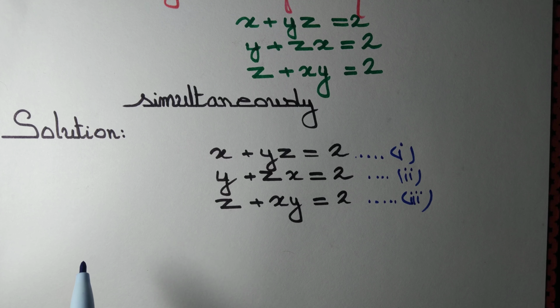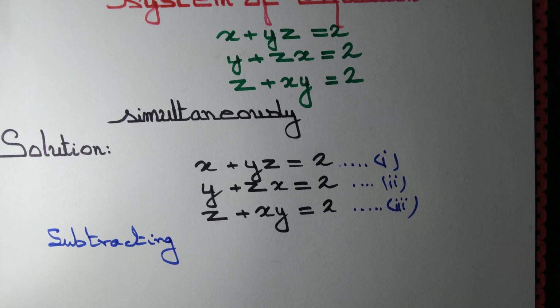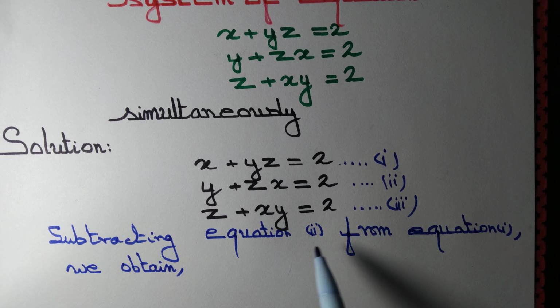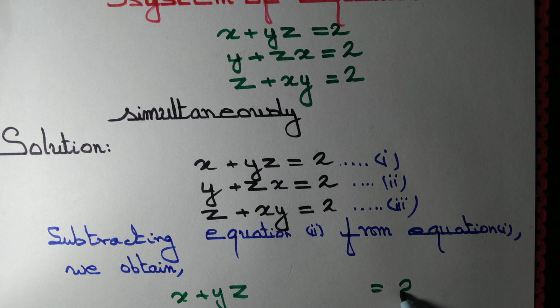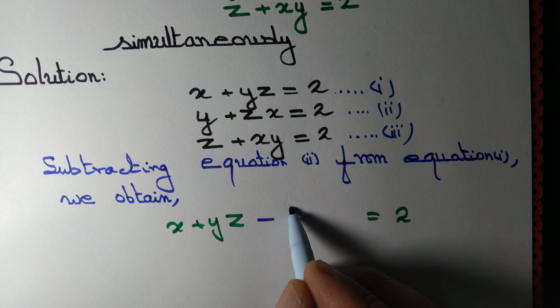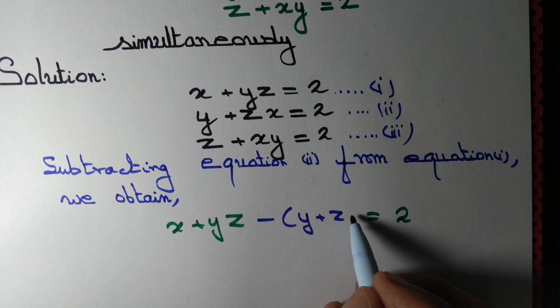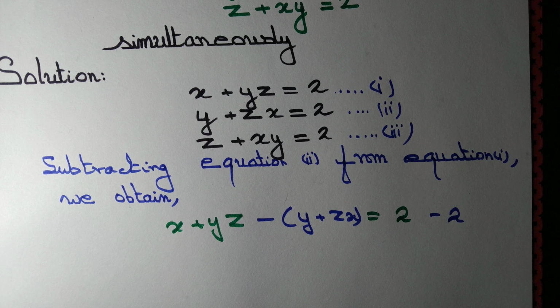So what we do is we subtract equation 2 from 1. Subtracting equation 2 from equation 1, we obtain. So first we write equation 1, x plus yz equal to 2. And then equation 2, y plus zx equal to 2. So we are subtracting equation 2 from 1.